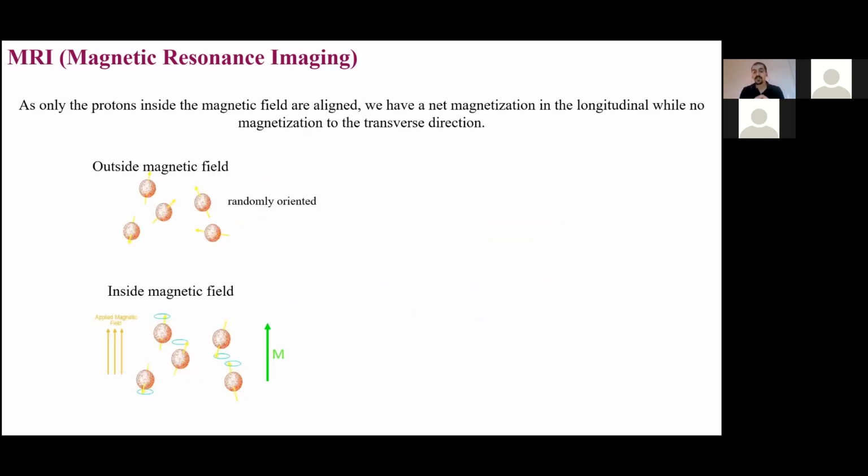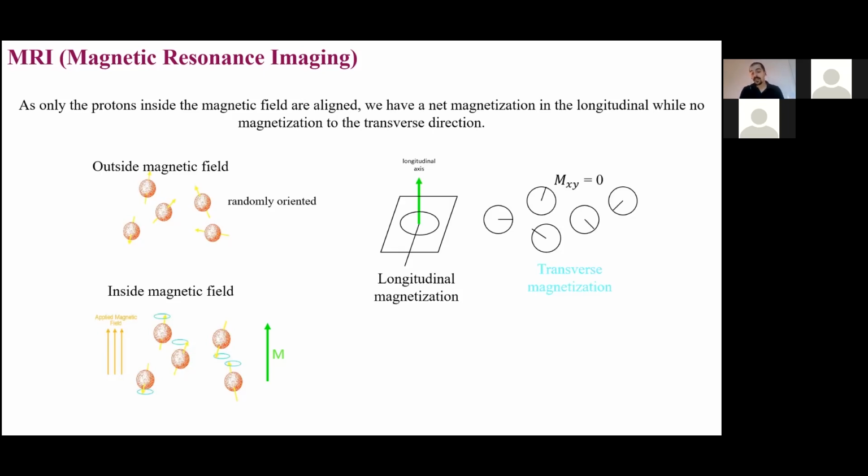So just to summarize, in an outside magnetic field, we have randomly oriented hydrogen atoms, so therefore no image can be taken. But inside the magnetic field, we have a net magnetization due to this alignment of the protons. The net effect of this external field is that there is a longitudinal magnetization along the field, because an excess number of protons are aligned with that field. However, we have no transverse magnetization, or no magnetization in the transversal plane, because all of them precess around the magnetic field with different frequencies. So on average, due to this precession, they cancel each other.